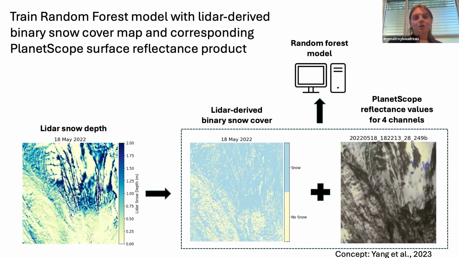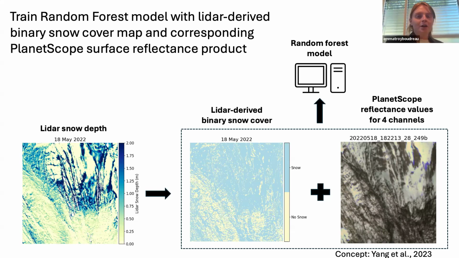So in this work, Yang et al. trains a random forest model, which is a relatively simple machine learning model, which I mentioned. If we have our reflectance values, we need a model to identify or determine if there's snow cover. And so how Yang et al. does this is they use these LiDAR snow depth maps, these really high resolution, 3-meter, and turn those snow depth maps into snow cover maps.